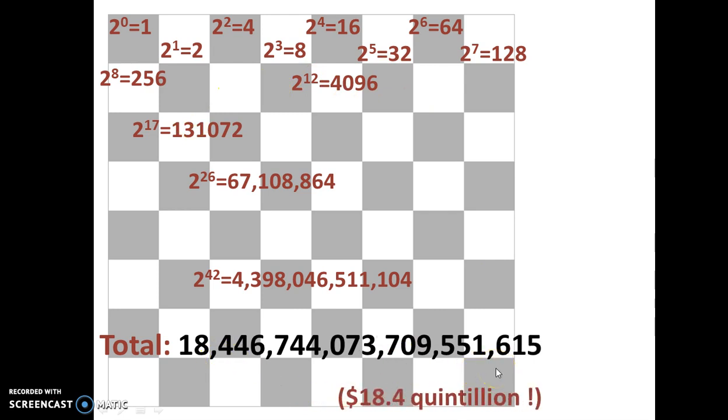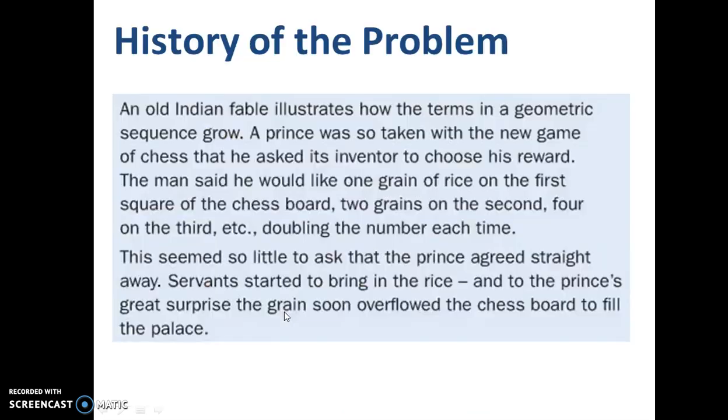It's 18.4 quintillion. So if you chose the chessboard as your way of making money, much better choice than the 150 billion. Look how quickly those numbers went up. That's amazing. The history of this problem is that it is an old Indian fable which illustrates how the terms in a geometric sequence grow. A prince was so taken with the new game of chess that he asked its inventor to choose his reward. The man said he would like 1 grain of rice on the first square of the chessboard, 2 grains on the second, 4 on the third, just like we had, doubling every time.